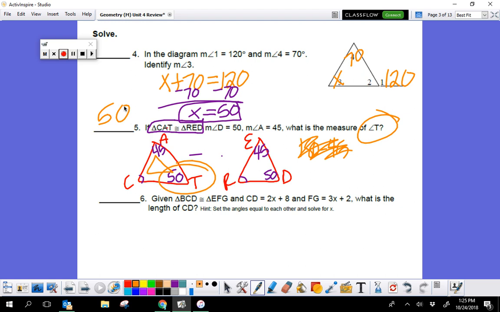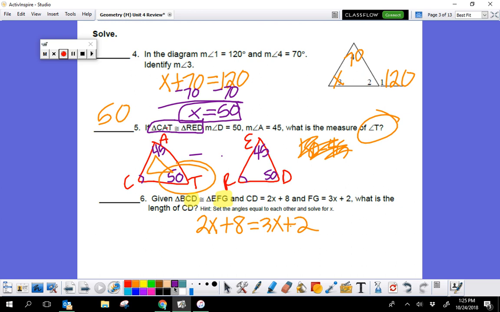Okay, number 6, given triangle BCD is congruent to triangle EFG, CD is 2x plus 8 and FG is 3x plus 2. What is the length of CD? Okay, so looking at the two sides they gave us, you can see from the congruent statement that CD is congruent to FG. Those are the two sides that go with each other. So if those are equal, I'm going to set these two things equal. So I have 2x plus 8 equals 3x plus 2.